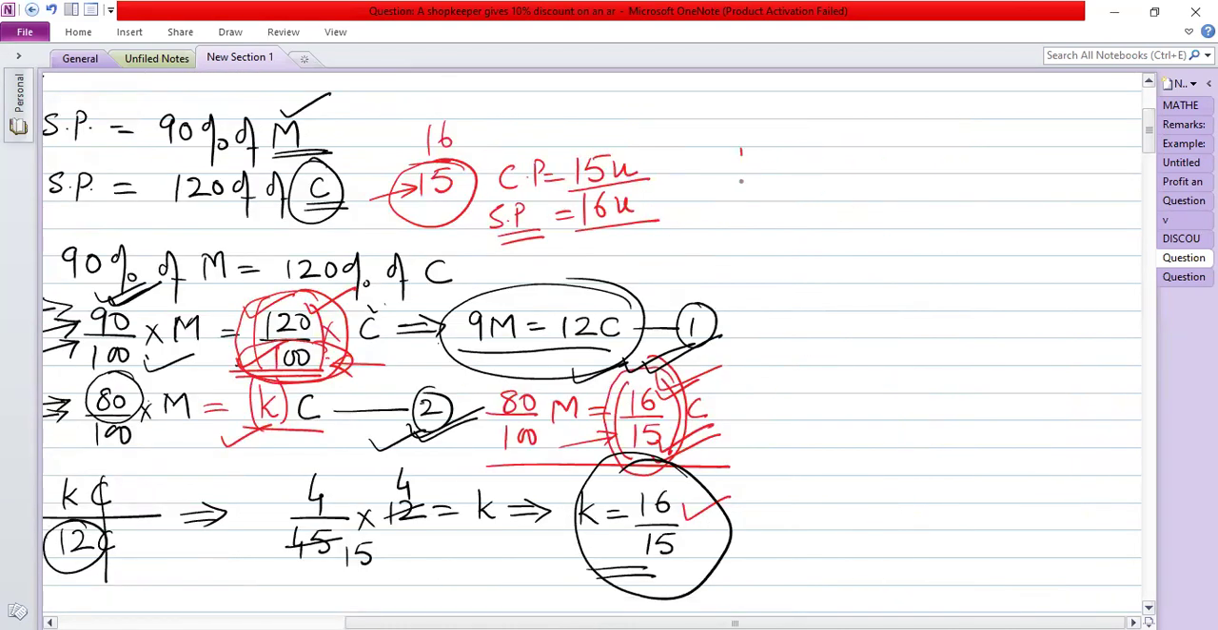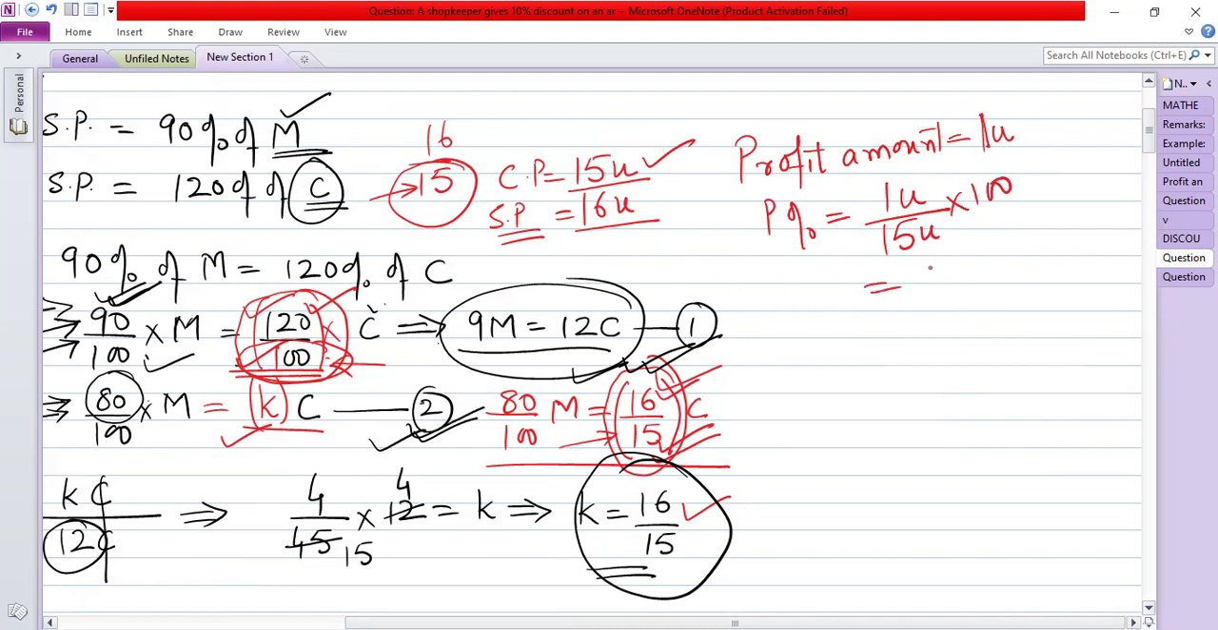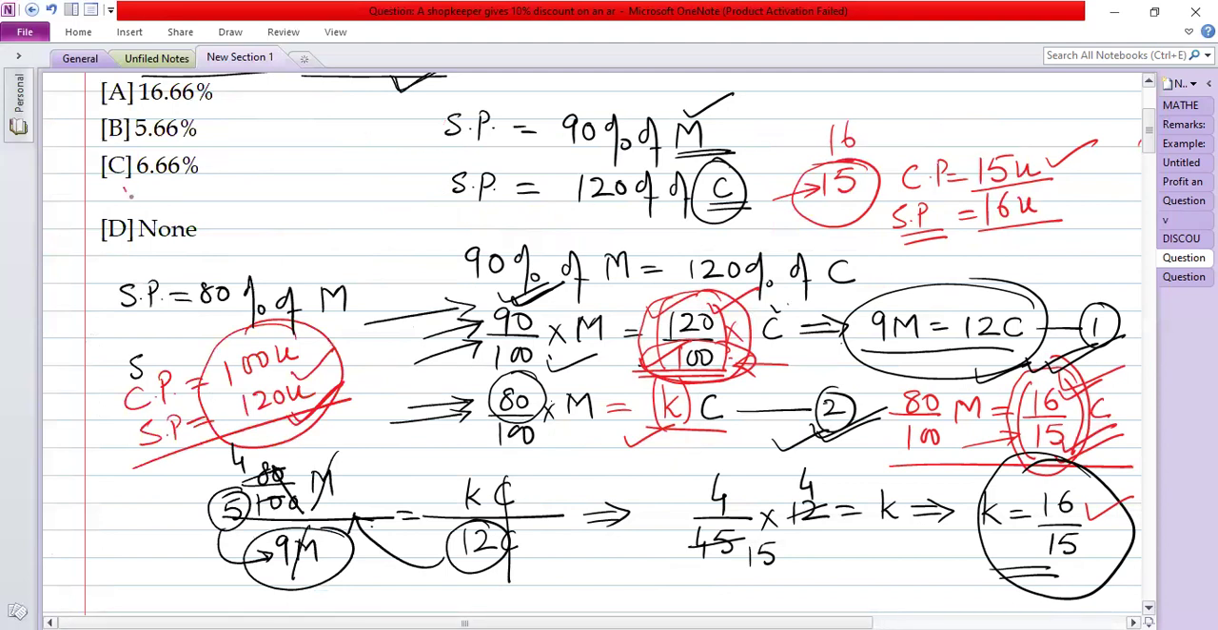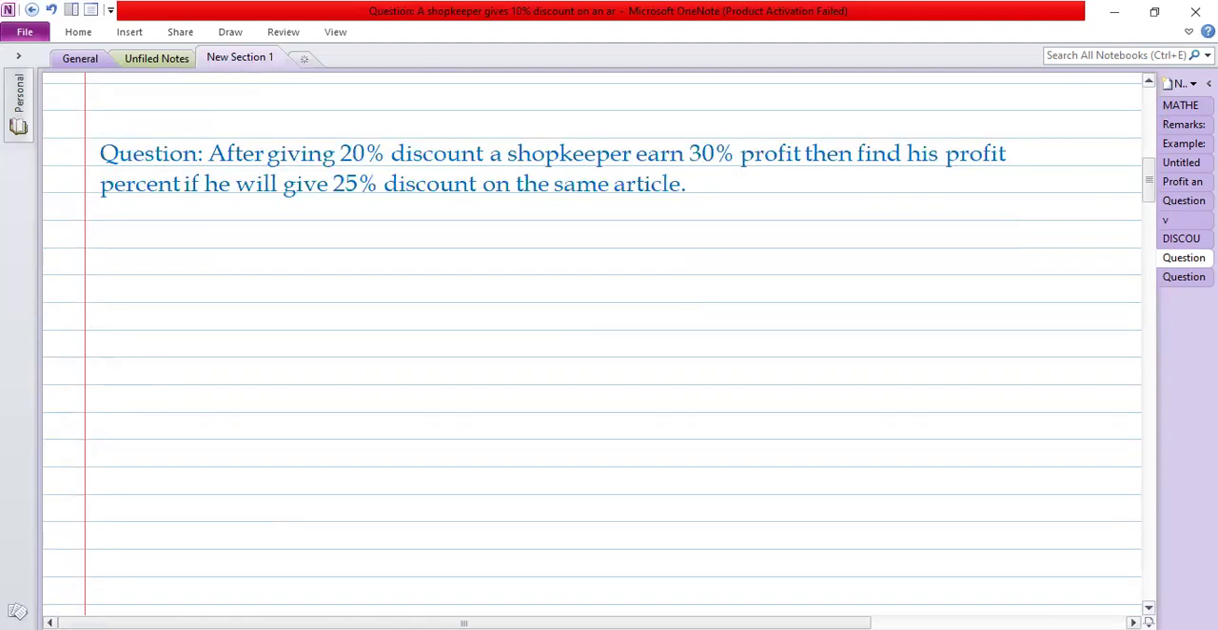So what is the profit amount here? The profit amount is 1 unit. So what will be the profit percentage? The profit percentage will be the profit amount divided by cost price, 15 unit, into 100. If one solves this, one will get 6.6666%. Okay, this was our profit percent. So option C was correct.